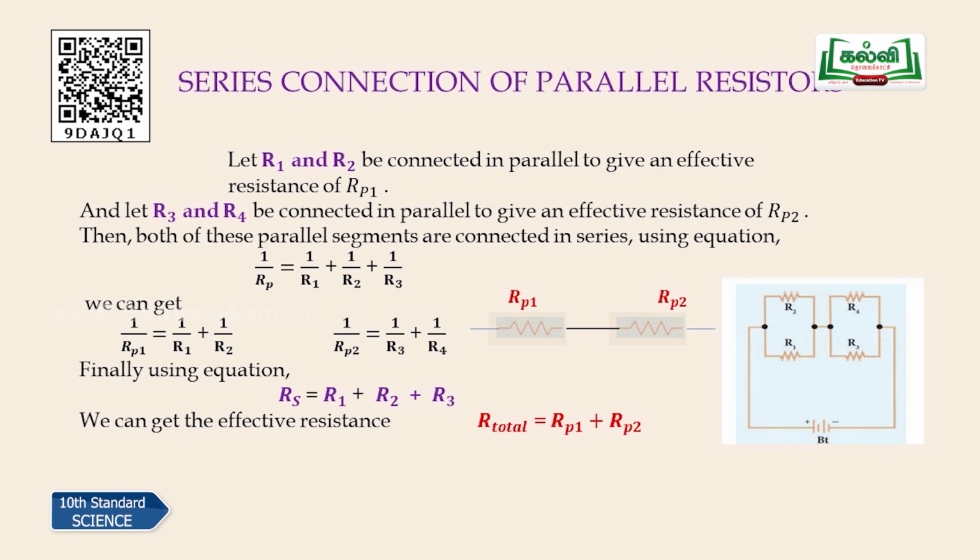That means first the set R1 and R2 I have connected in parallel, isn't it? For that the effective resistance is 1 by Rp1 is equal to 1 by R1 plus 1 by R2, and for R3 and R4, 1 by Rp2 is equal to 1 by R3 plus 1 by R4. So both these are connected in series manner. So now we have to sum up both the Rp1 and the Rp2. So now by using the equation Rs is equal to R1 plus R2 plus R3, now I will get the effective resistance, that is R total is equal to Rp1 plus Rp2.